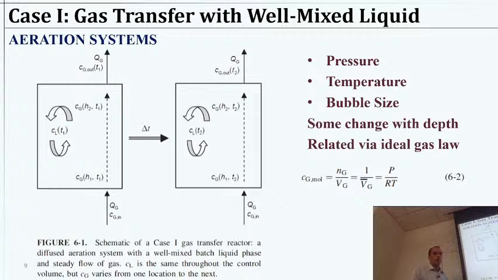Okay, so if we think about one of these case 1 examples, an aerator. We might be adding in a gas, bubbling it in, and the bubbles will be rising and eventually leaving. That would be a typical system, and we have the liquid concentration should be well mixed, right? That's the deal with the case 1 systems.